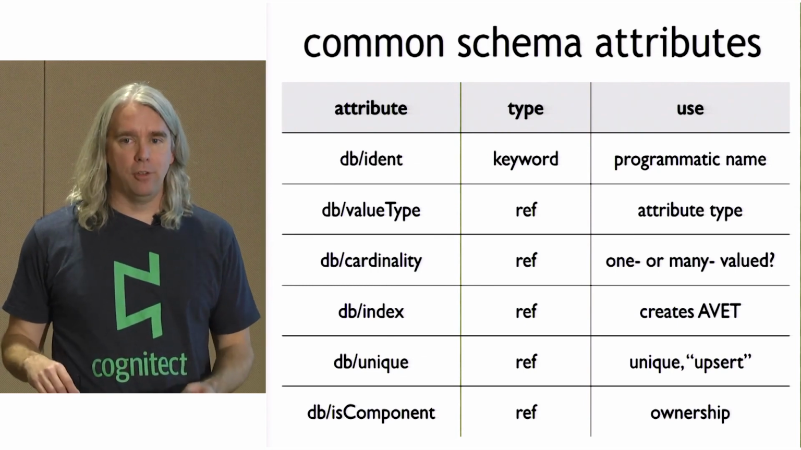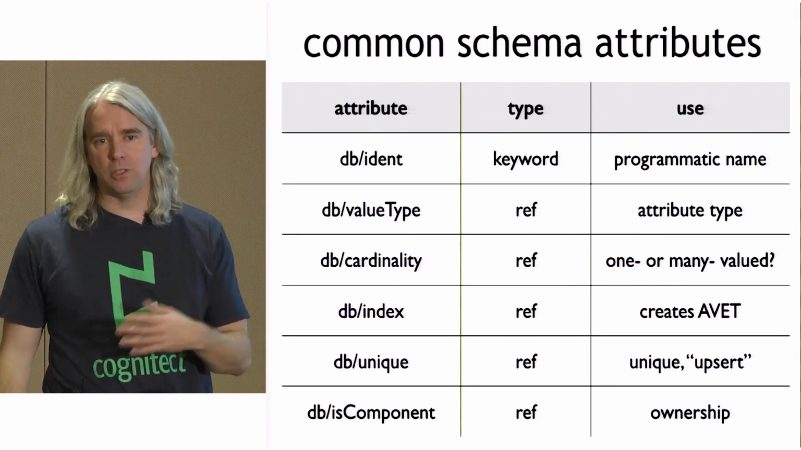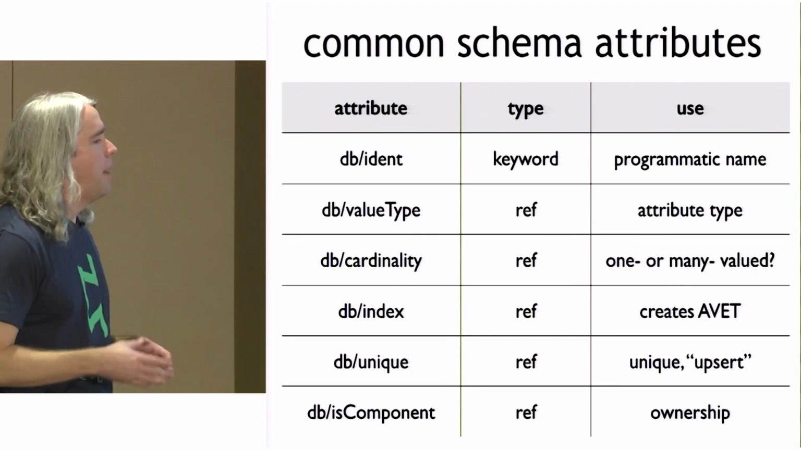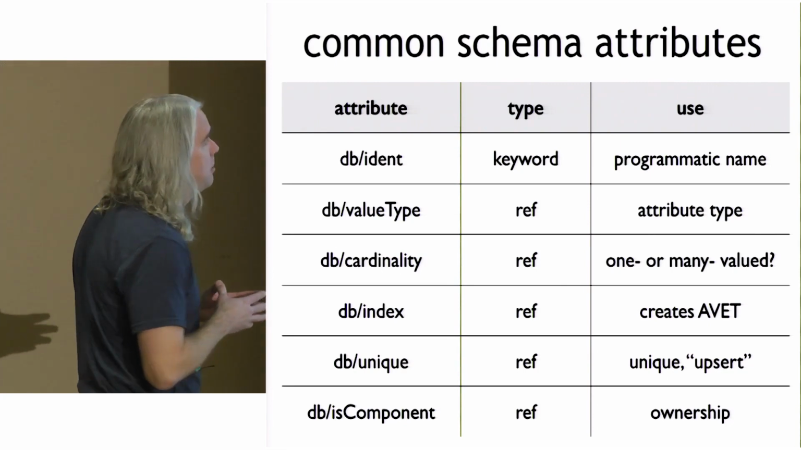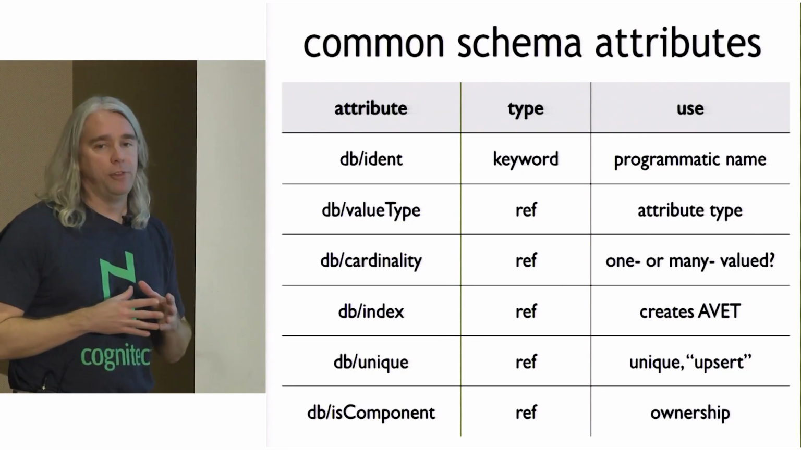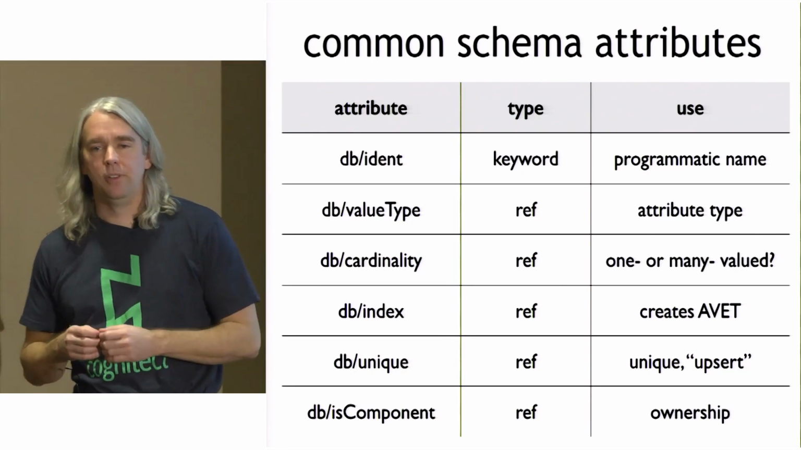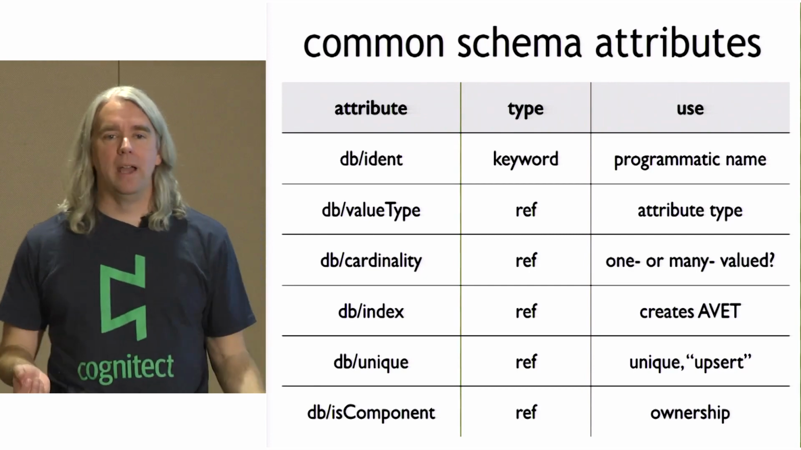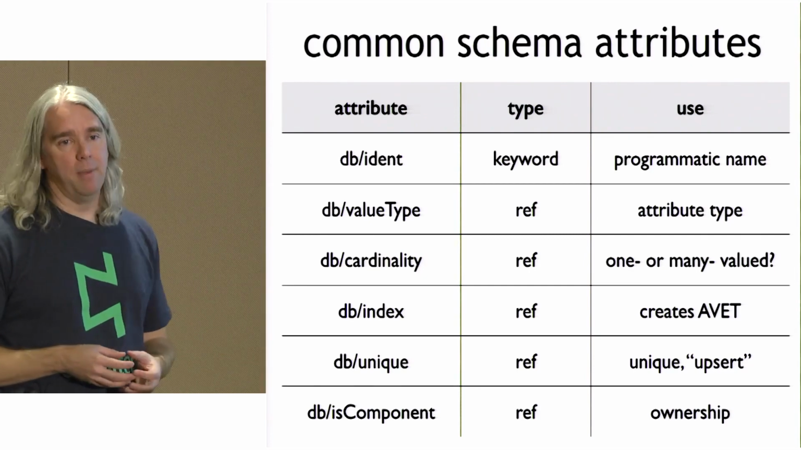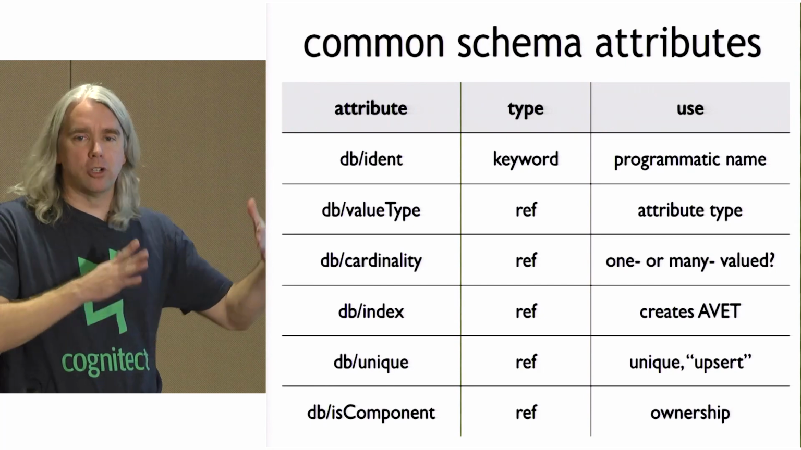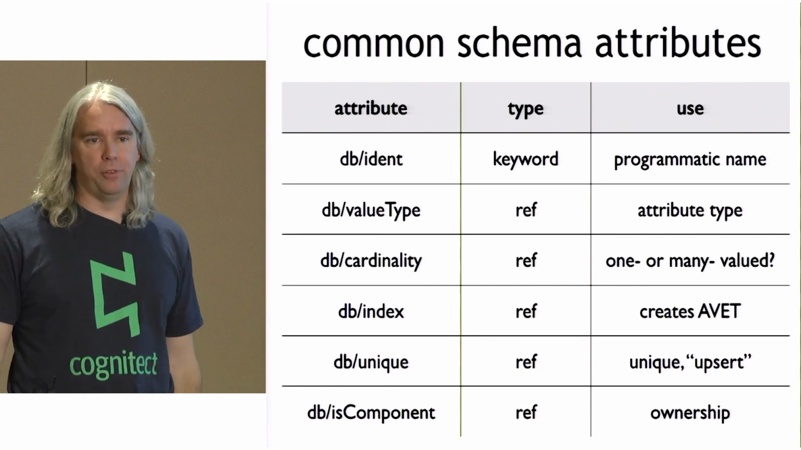So you're going to have user/first name instead of just first name. The next thing you want to say about your attribute is its value type. So is it a string? Is it an integer? Is it a UUID? Is it an instant in time? And this is the only sort of structural control that Datomic enforces.